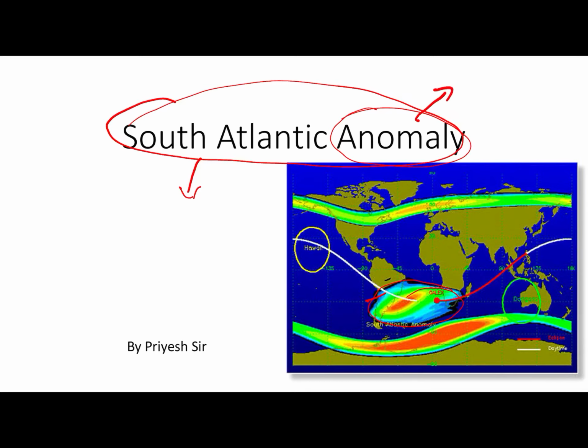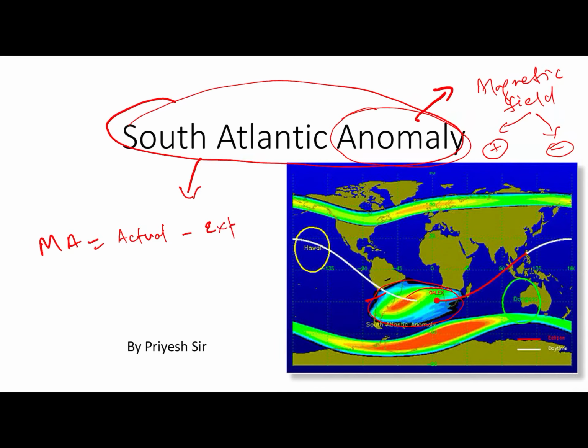Anomaly is a word related to an abnormal magnetic field. So abnormality in the Earth's magnetic field is recorded in two types, guys. Either we call it a positive magnetic anomaly or a negative magnetic anomaly. How has the magnetic anomaly been measured? A simple calculation is done from the actual measured magnetic strength of a place and the expected one, and that difference gives you the amount of magnetic anomaly. If the difference is zero, there is no magnetic anomaly.